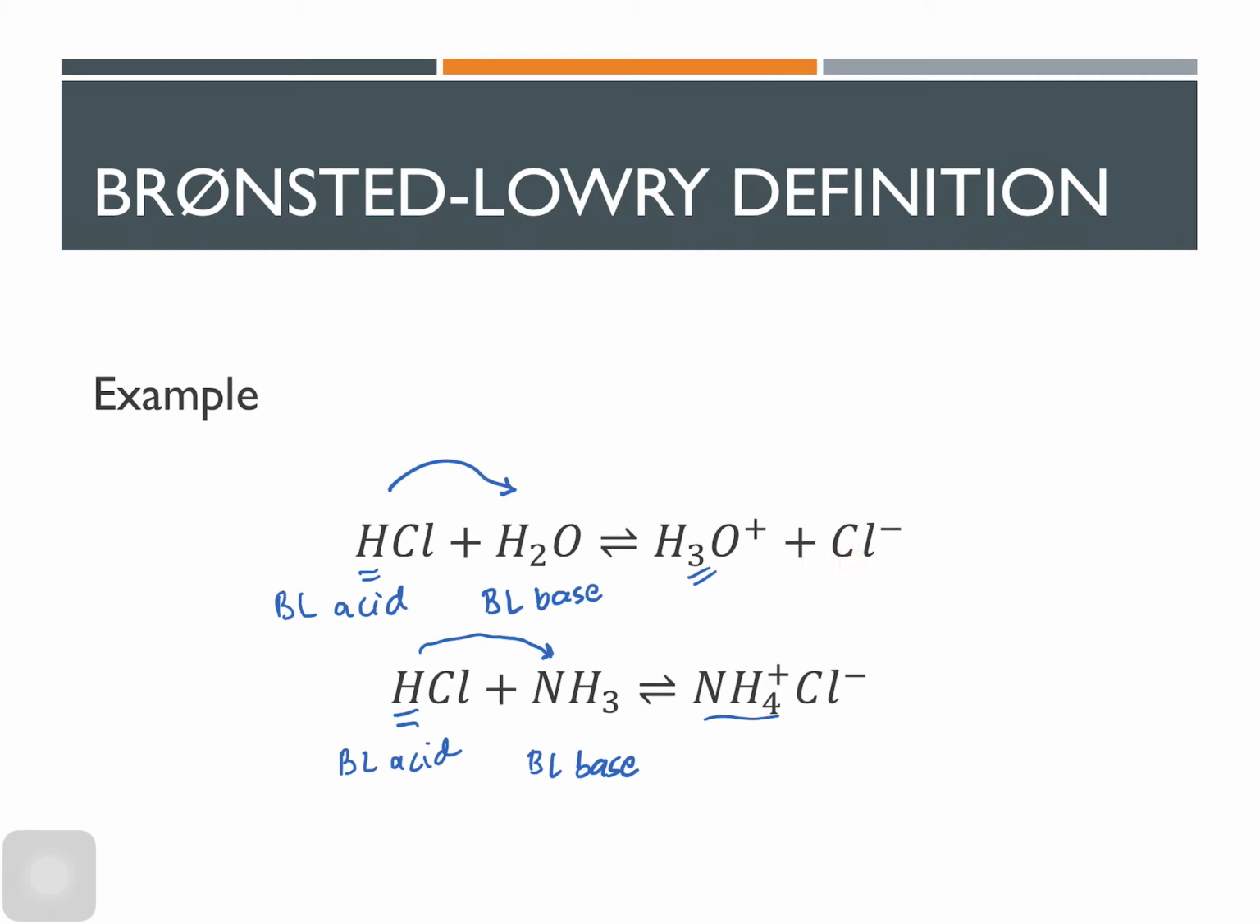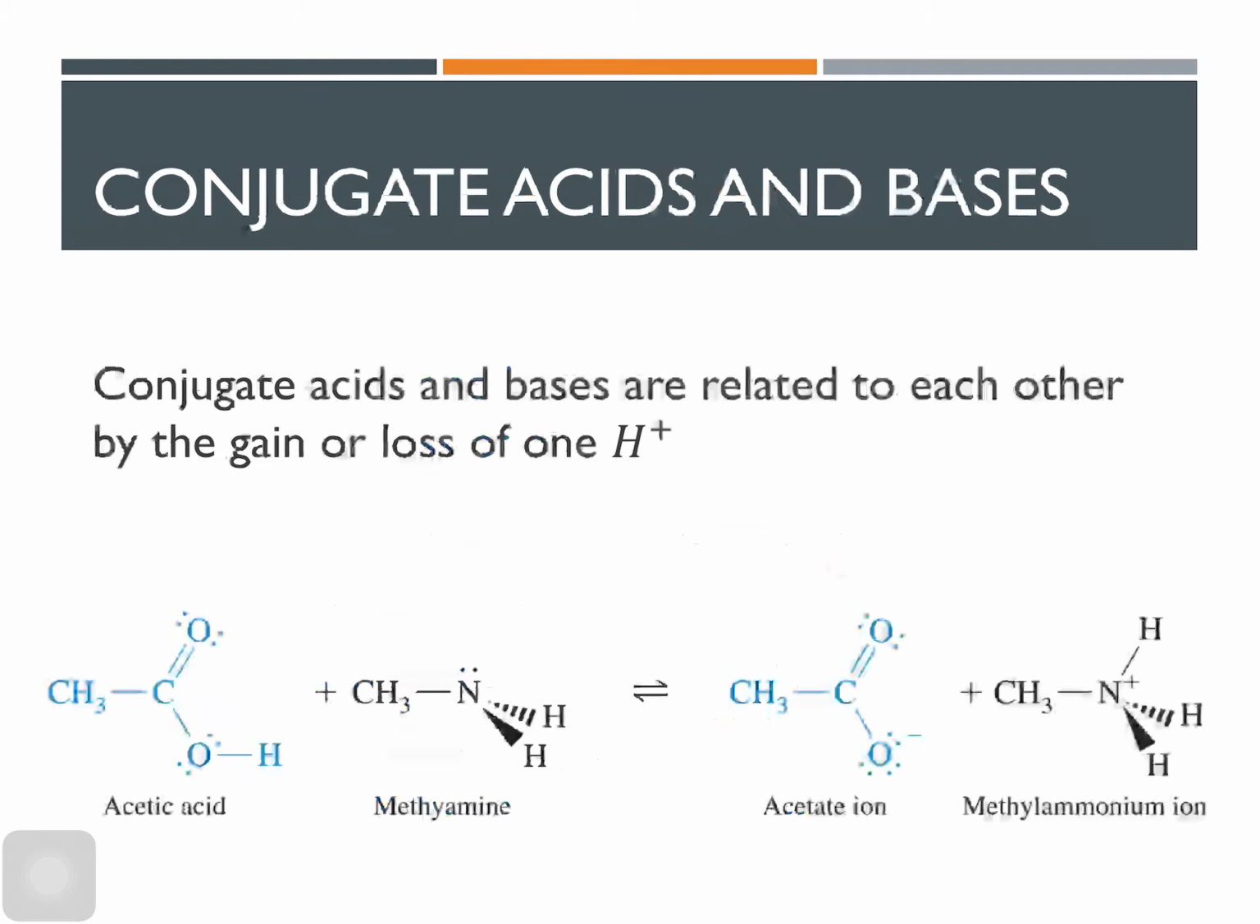So those pairs of molecules that have decreased or increased in number of hydrogen atoms, we call them the conjugate acids and bases. When you say conjugate acids and bases, these are molecules that are related to each other by the gain or loss of one hydrogen ion. For example, we have here acetic acid reacting with methylamine.